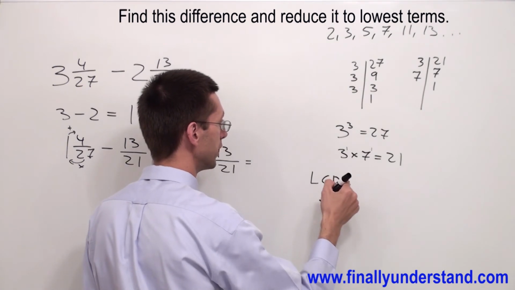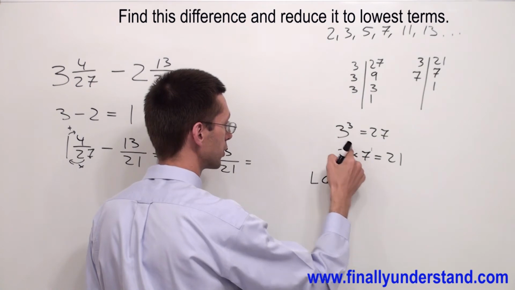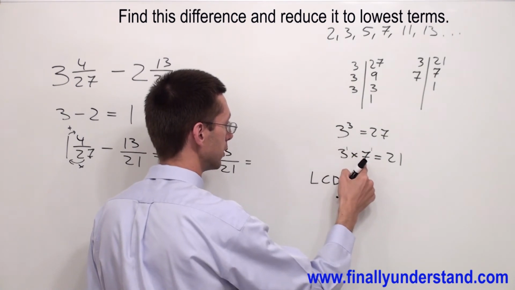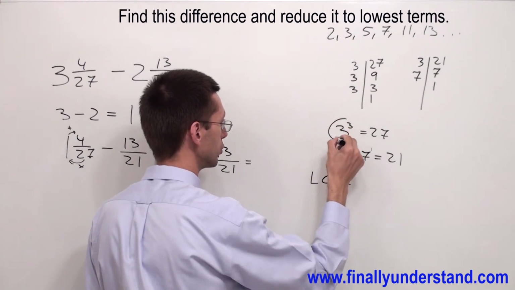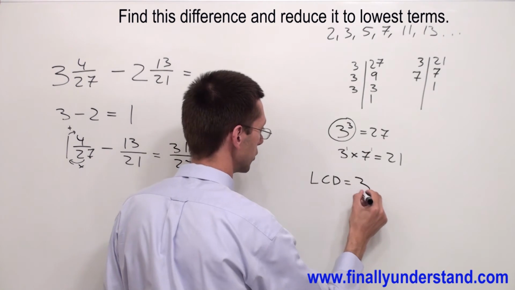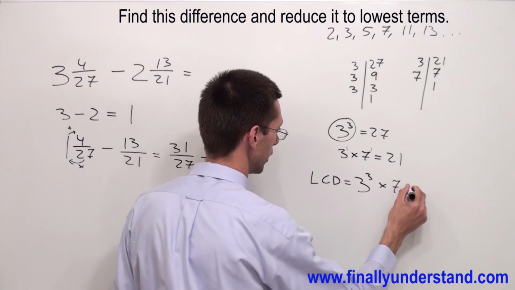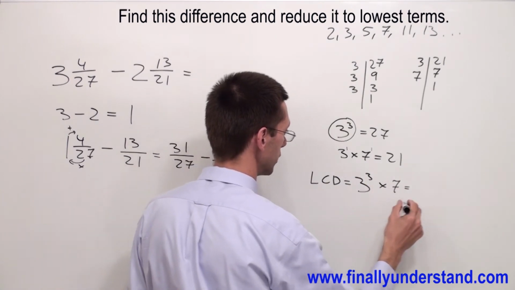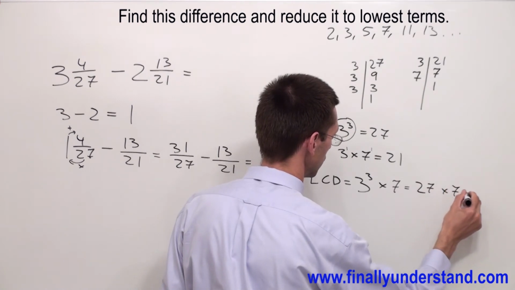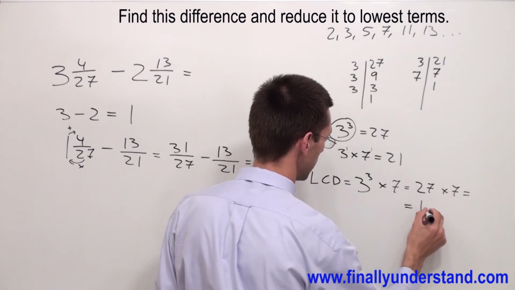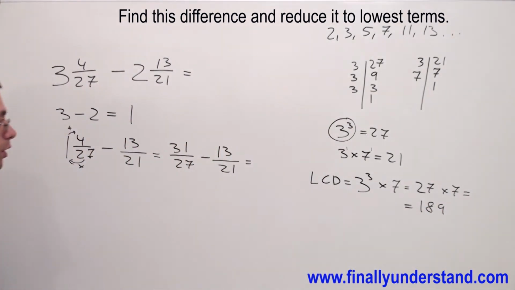Okay, different numbers. I have 3's and I have 7. So my different numbers are 3 and 7. I have two 3's. I have to choose the highest power, so that's why I'm going to use 3 to the third power. 3 to the third power times 7, which is equal, 3 to the third power is 27 times 7, which is equal 189. Okay, so my LCD is equal to 189.